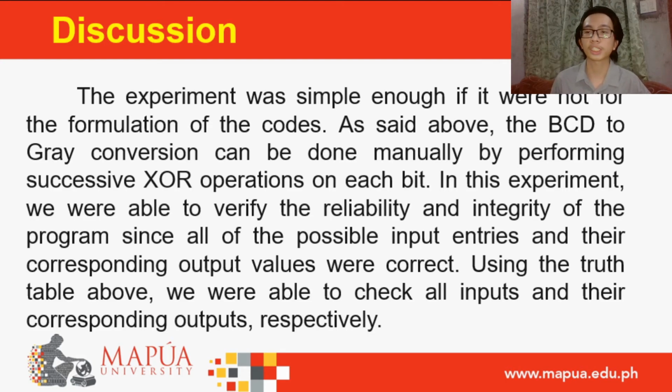The experiment was simple enough if it were not for the formulation of the codes. As said above, the BCD to gray conversion can be done manually by performing successive XOR operations on each bit. In this experiment, we were able to verify the reliability and integrity of the program since all the possible input entries and their corresponding output values were correct. Using the truth table above, we were able to check all inputs and their corresponding outputs respectively.